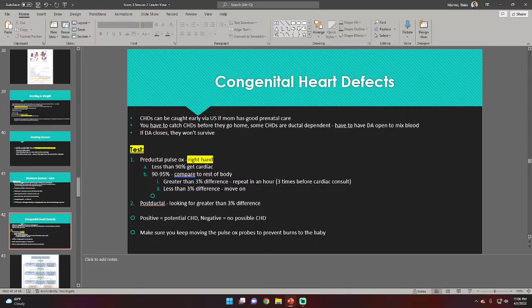Okay, congenital heart defects. This is an important topic here. That's what I've highlighted. CHDs can be caught early via ultrasound if mom has good prenatal care. You have to catch congenital heart defects before they go home, because some congenital heart defects are ductal dependent, that being the ductus arteriosus. Once that ductus arteriosus were to close, no blood will be going to the rest of the body. Therefore, they won't survive. So we have to do this.